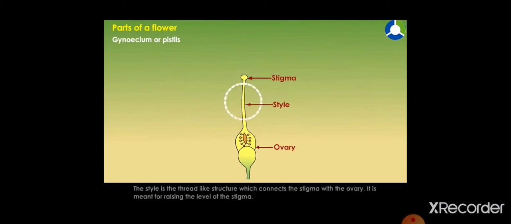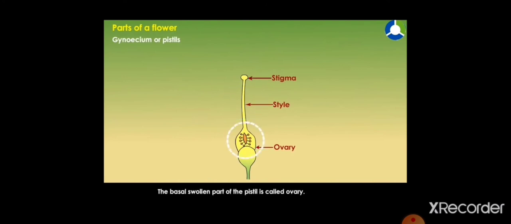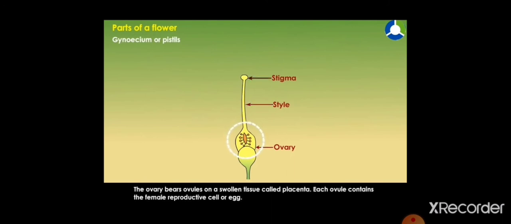The style is the thread-like structure which connects the stigma with the ovary. It is meant for raising the level of the stigma. The basal swollen part of the pistil is called ovary. The ovary bears ovules on a swollen tissue called placenta. Each ovule contains the female reproductive cell or egg.